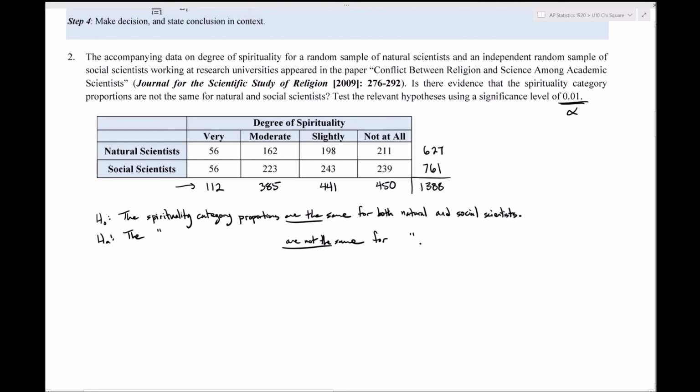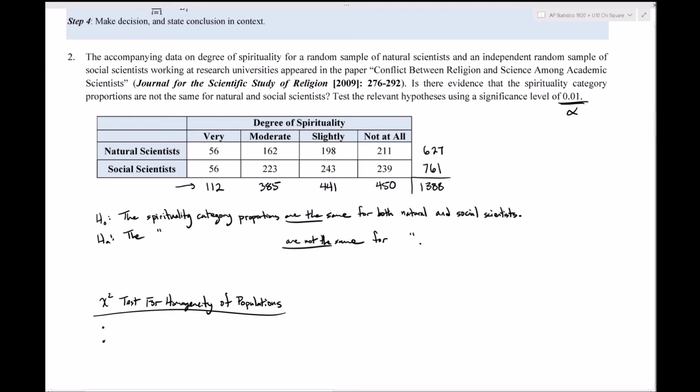Next, we name the inference procedure that we'd like to use, and that would be a chi-square test for homogeneity of populations. If I wanted to be specific, do these 2 populations look the same with regards to this particular variable? So are natural scientists and social scientists homogeneous regarding degree of spirituality? That's the question. So you don't have to write "of populations"; you could just stop at homogeneity. Chi-square test for homogeneity is good enough.